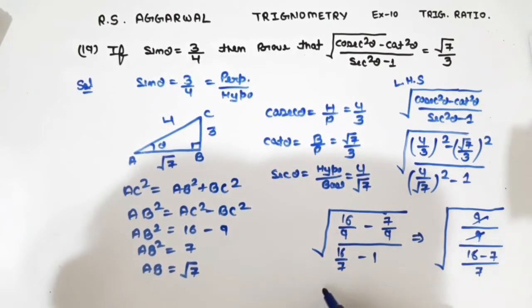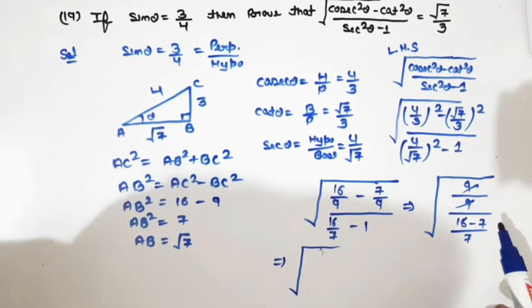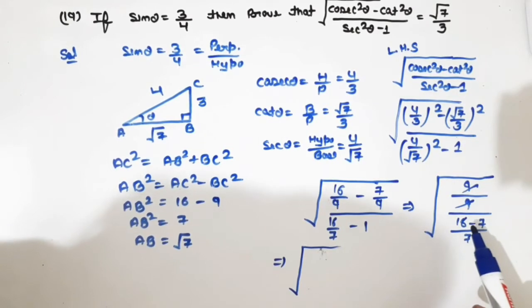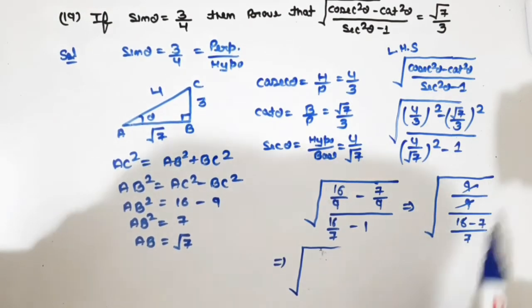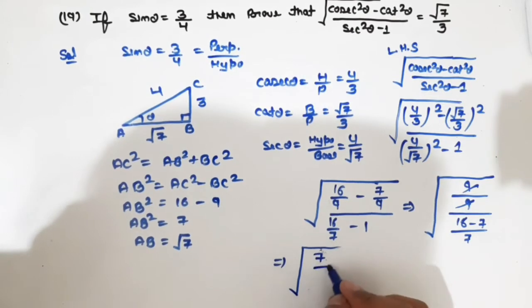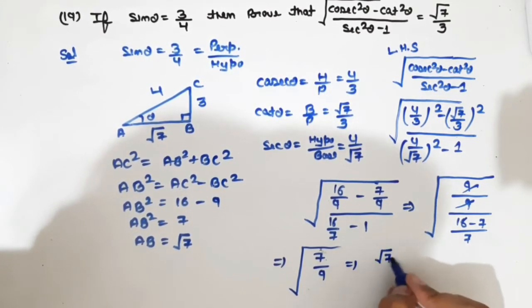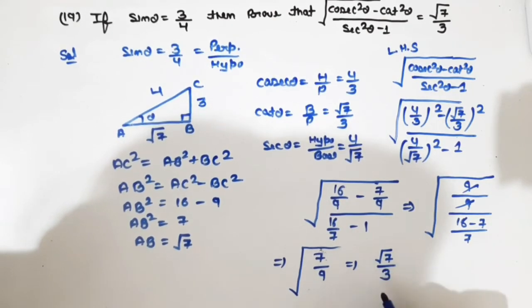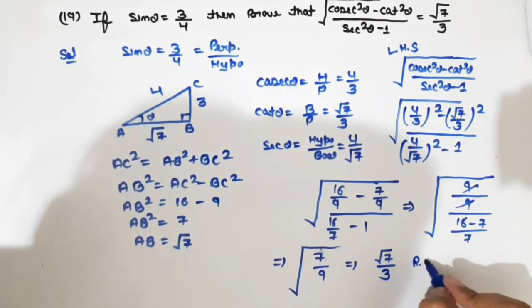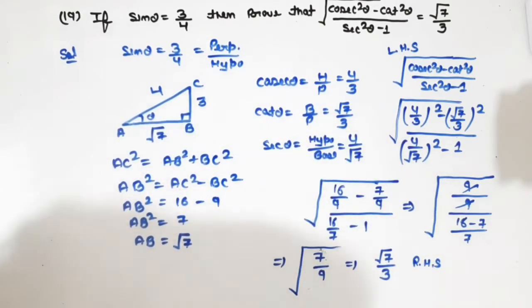So this will be cancelled out. So from here 16 minus 7 will be 9, and that will be root 7, that will be 7. So 7 will go on the top, so this will be under root 7 upon 9. So from here under root 7 and under root 9 will be 3, that is equal to RHS, hence proved.